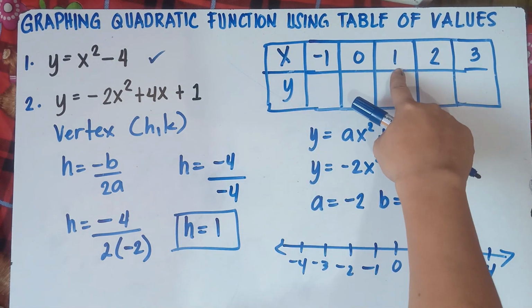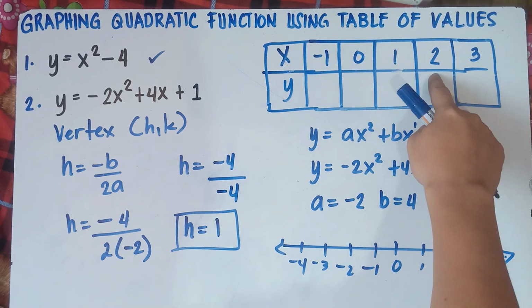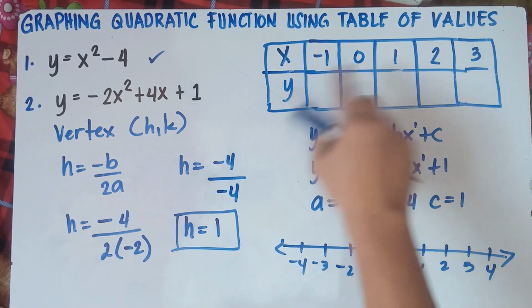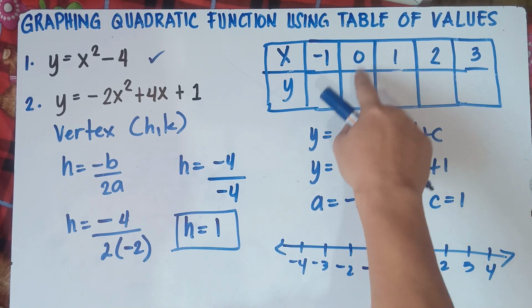So we have the center, which is 1. Going to the right, just add 1. So 1 plus 1 is 2. 2 plus 1 is 3. Going to the left, subtract. 1 minus 1 is 0. 0 minus 1 is negative 1.